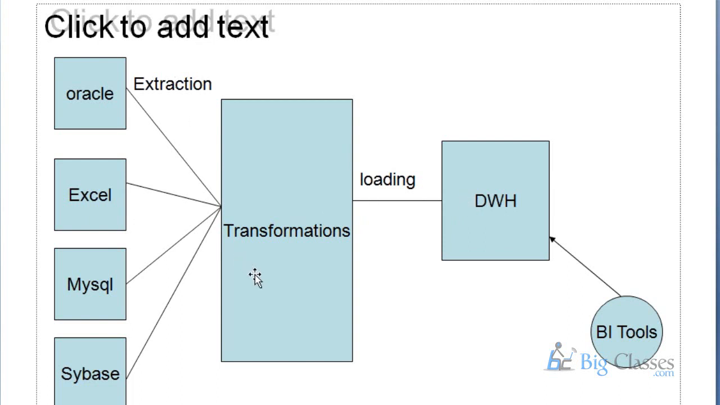So I'll extract, and in the transformation area, I'll apply business logic. After the logic has been applied, I load this data into the data warehouse. The data warehouse is also a database. Obviously, if I'm storing data, then it will be a database. So extraction, transformation, and loading: this complete process is called the ETL process.